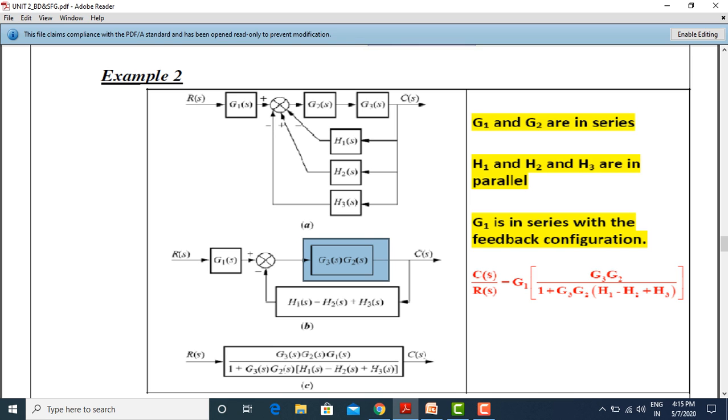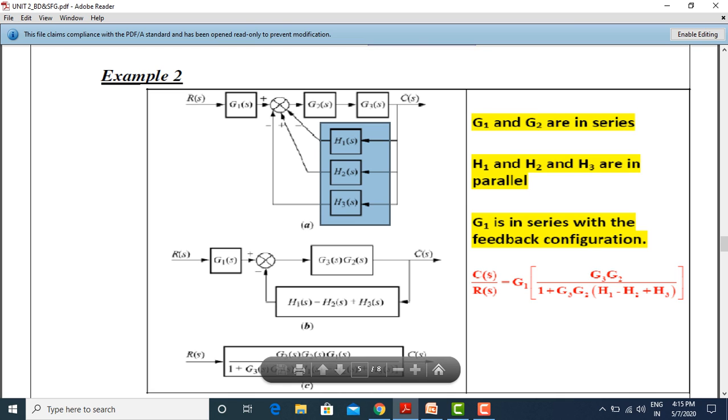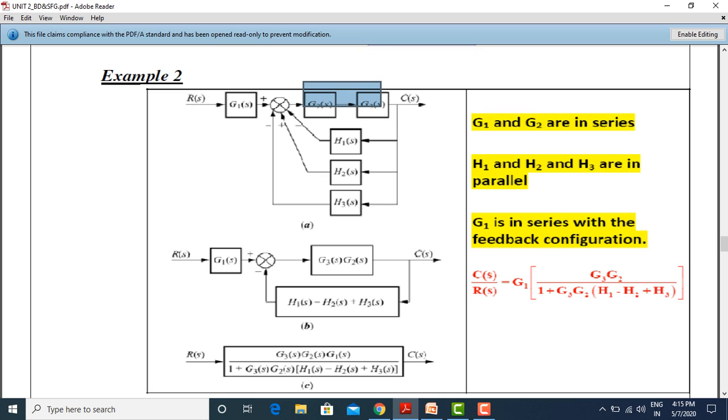Now I am observing that these are in parallel. So H1, if it is plus, make it minus, G3 plus minus. So I have first of all reduced this series block, then the parallel block in this way.